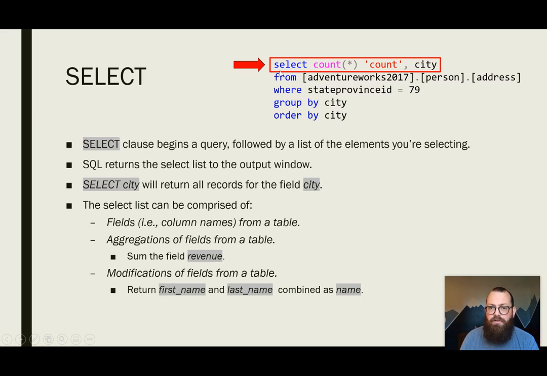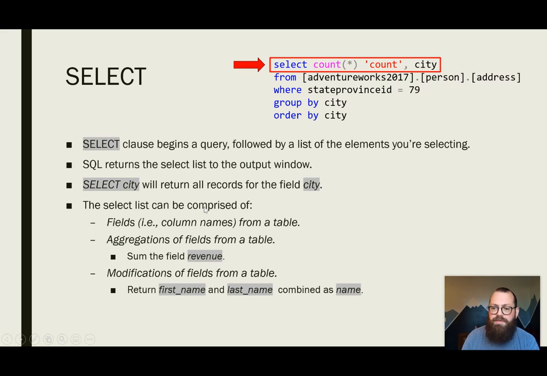So diving into the select clause, in the example that we showed above, the select clause is the first. And in this particular example, we're telling SQL select count star, and then select also the field city. Each one of these elements in the select list is separated by a comma. The select clause always begins a query, and is followed by the elements you're selecting. So in this case, we're selecting a count, kind of an aggregation function, and then we're also selecting the field city. And SQL will return anything that you're selecting in a query to the output window.